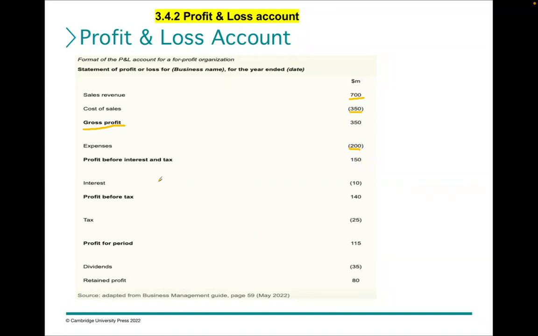And then you have interest, 10 million. After the interest is taken out, let's just follow it: 350 minus 200, 150. 150 minus 10, it's 140. 140 minus 25, which is tax from the government, not 25%, sorry, but 25 million. It leaves you with 115 million.